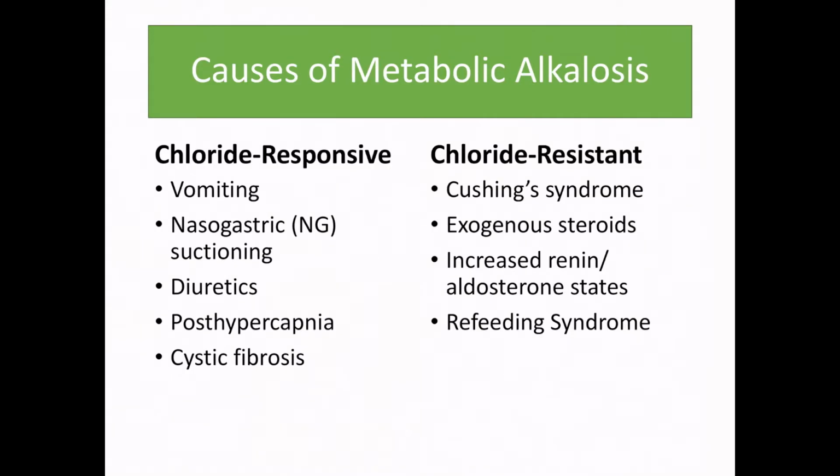This chloride responsive and chloride resistant helps us determine what kind of disease states we're dealing with. So some of the most common causes of chloride responsive are excessive GI losses, or just excessive renal losses. Chloride resistant is usually due to some of these other systems, such as having exogenous steroids or endogenous steroids in excess, such as in Cushing's syndrome, or having increases in your renin and aldosterone system.